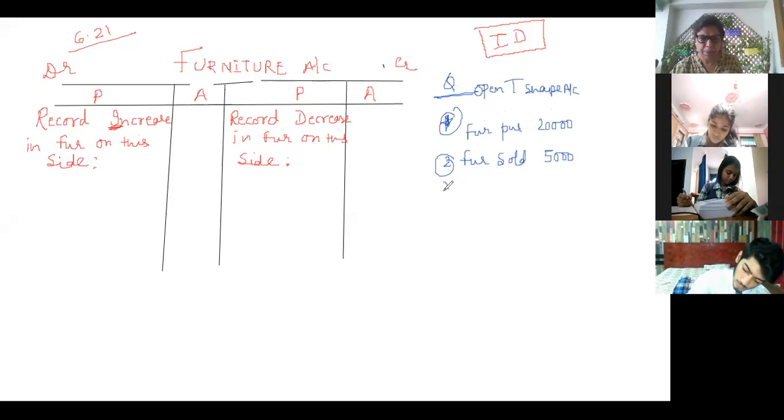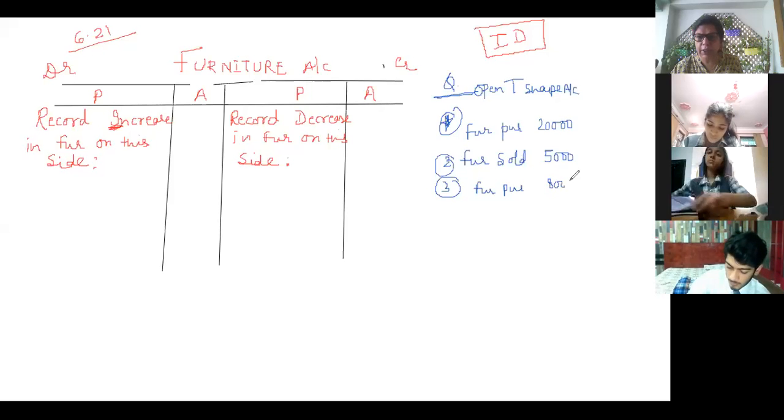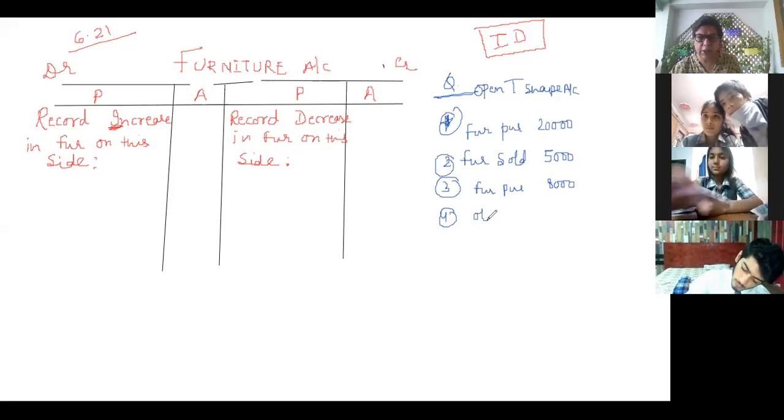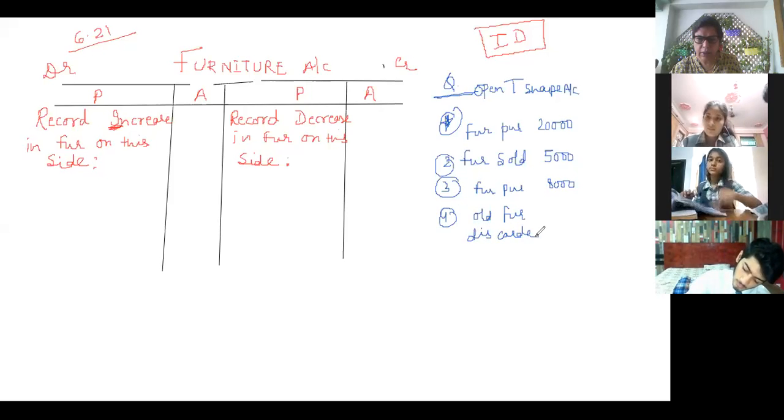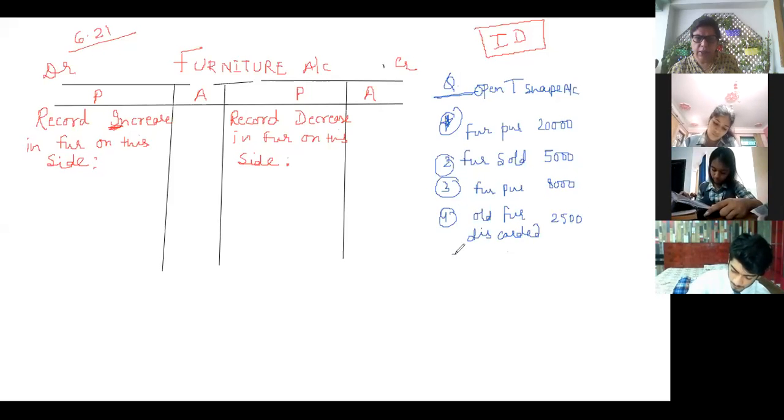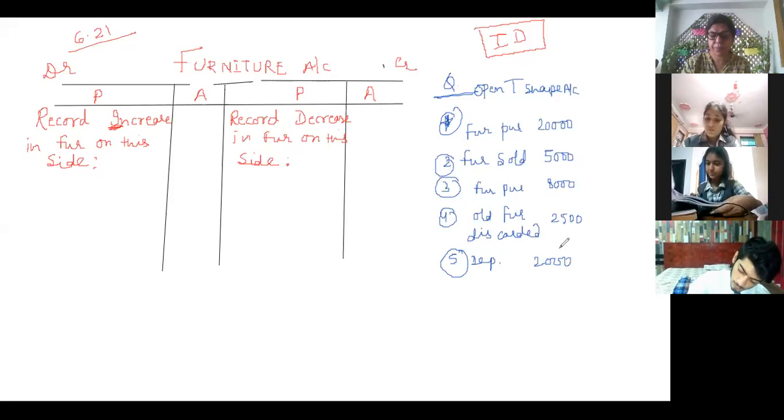Note down first. Third, furniture again purchased for 8,000. Then fourth, old furniture discarded 2,500. And fifth, furniture's value reduce, means depreciation, that is 2,000. Children, note down the question.